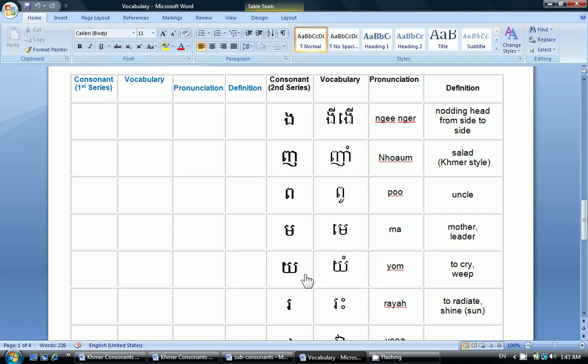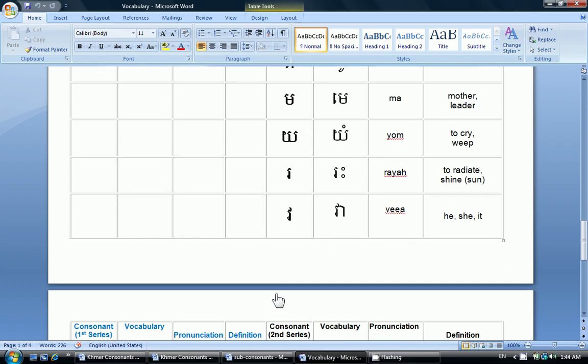Next is yo. Yo sợi a, because second series becomes e. So yum, to cry or to weep. Now ro, again ro is the second series. Ro becomes re, which means to radiate or to shine, like sunshine.